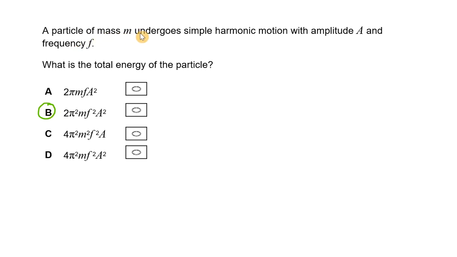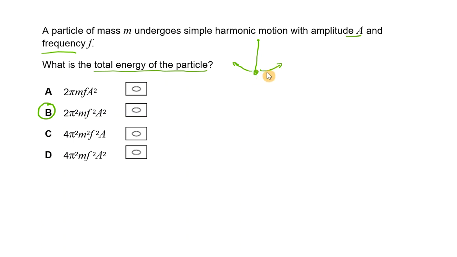Okay, so a particle of mass m undergoes simple harmonic motion with an amplitude A and a frequency f. What is the total energy of the particle? Well, if we have a particle, for example, a particle on a pendulum, it's going to be swinging backwards and forwards. Its total energy isn't going to change, but the form of that energy is going to be changed between gravitational potential and kinetic, or a combination of the two.